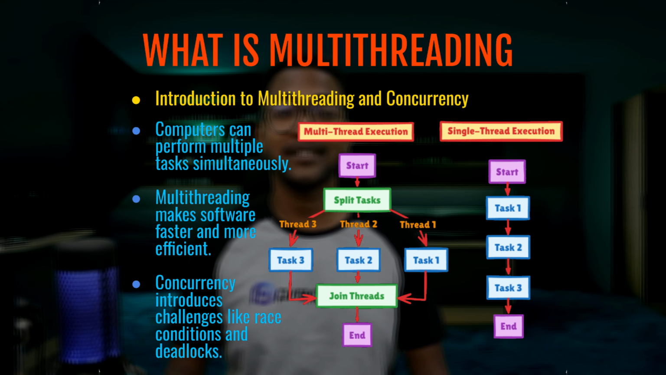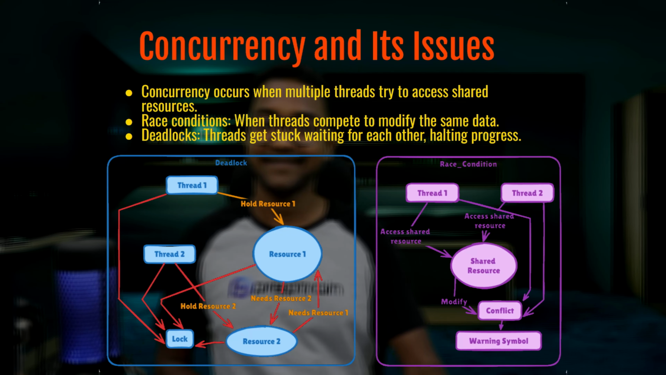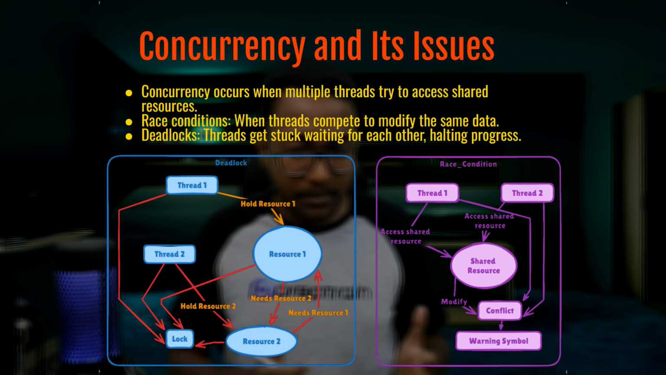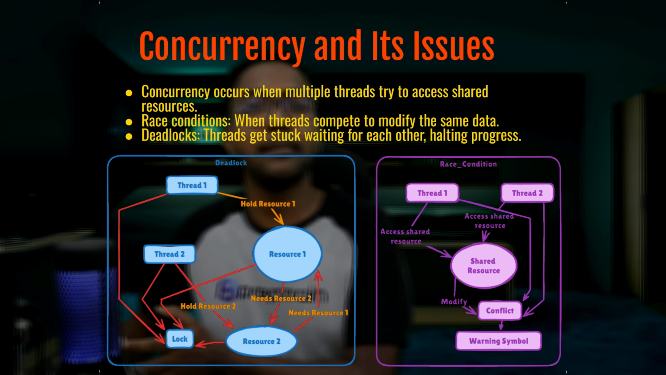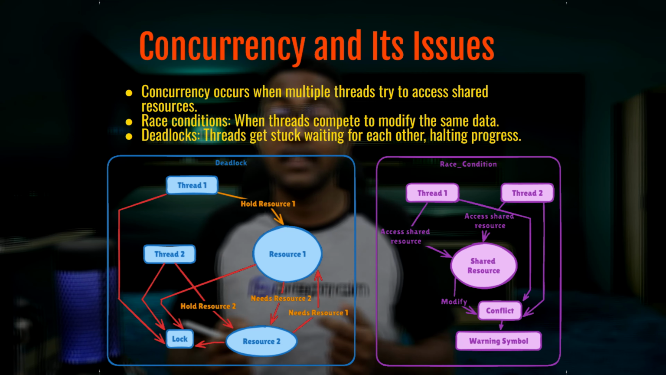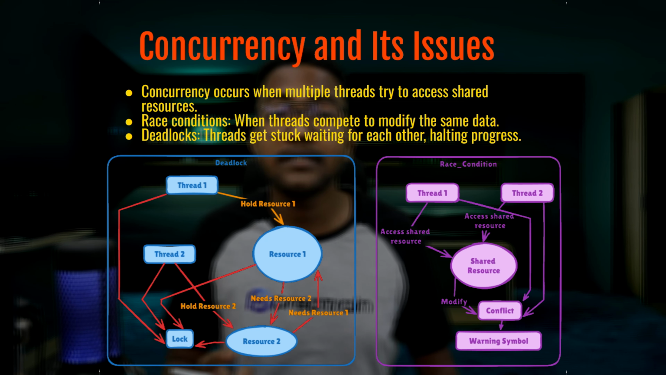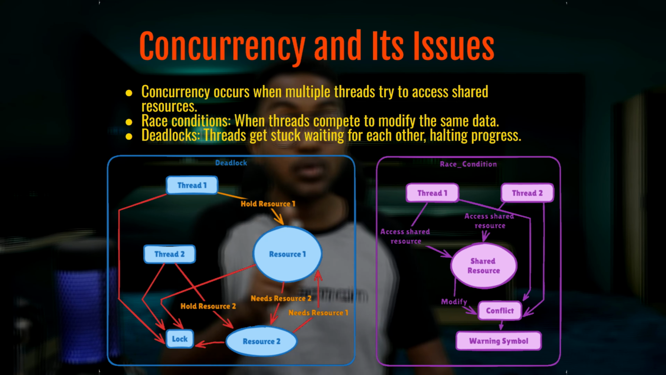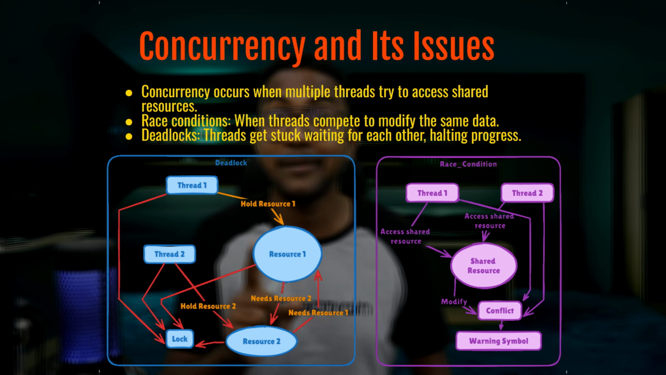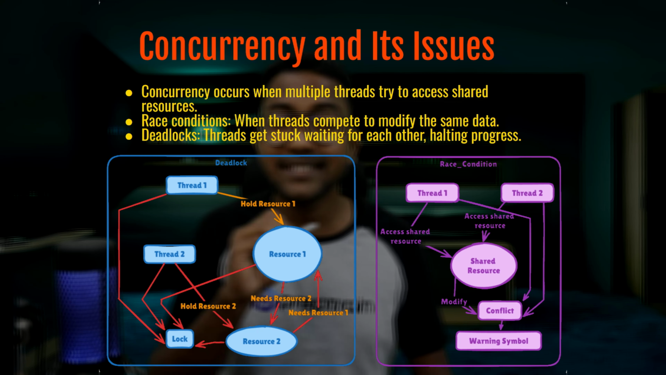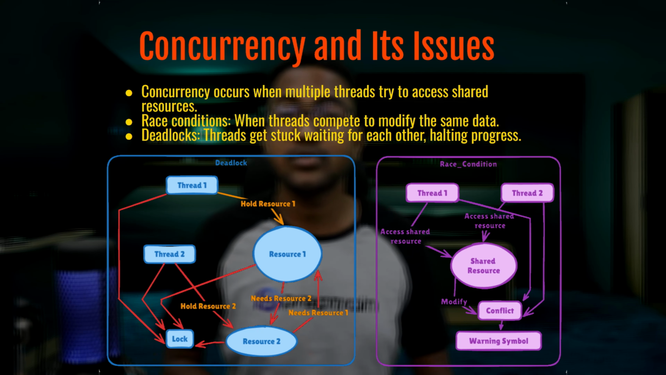This brings us to the concept of concurrency. Concurrency occurs when multiple threads are running at the same time and they try to access shared resources. This is when things can get tricky. Imagine a kitchen where multiple chefs are working at the same time. Everything is going smoothly until two chefs reach for the same pan at the same time. Without coordination, chaos will occur. In programming, this uncoordinated access to shared resources can lead to problems like race conditions and deadlocks.